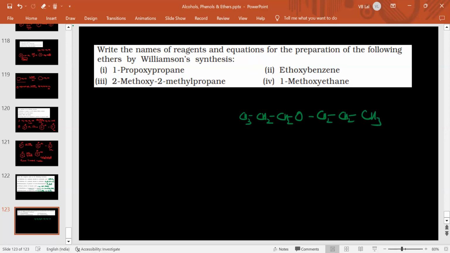So we can easily decide how to make it. One will form the alkoxide and the other will form alkyl halide. It doesn't matter which one is which. So I can make it from CH3CH2CH2Cl plus CH3CH2CH2ONa. Did you understand, all three of you? Since it's a simple ether, I can make alkyl halide propyl chloride and sodium propoxide. So it is easy here.